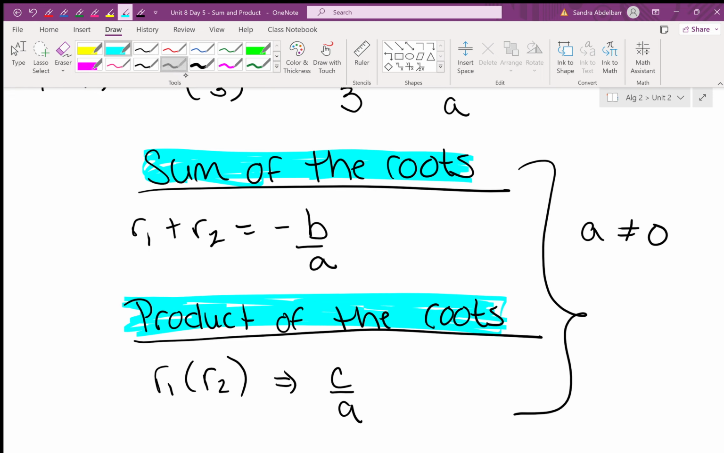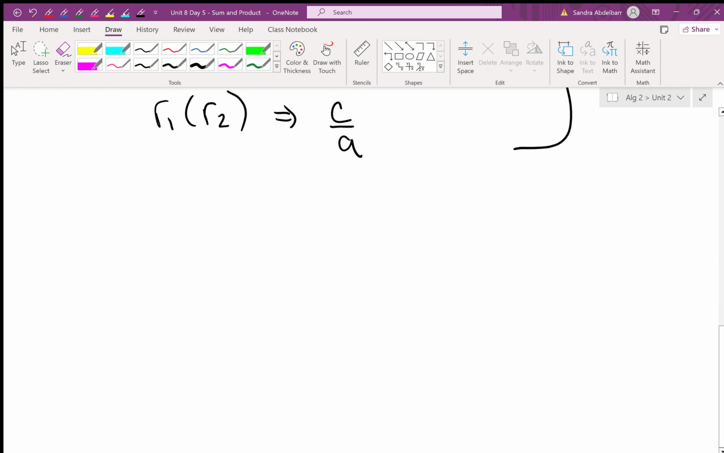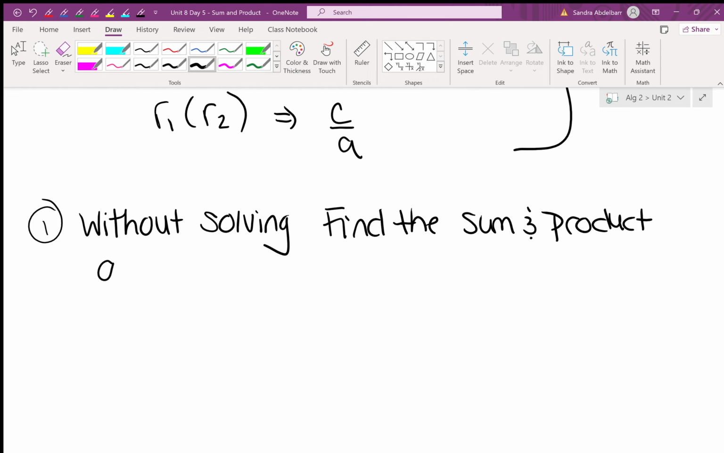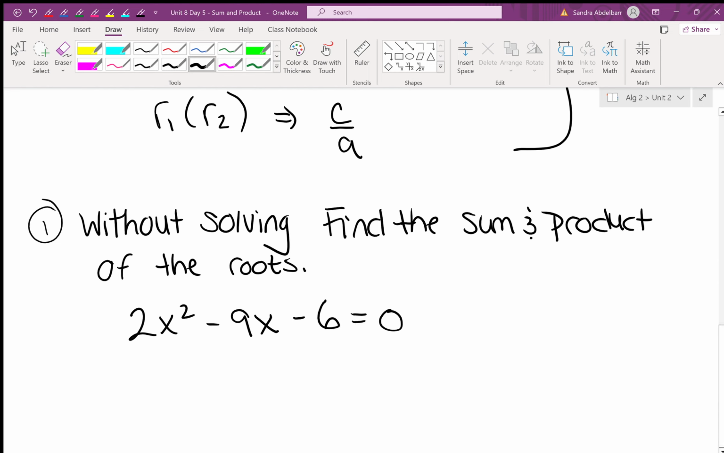Okay, so now let's do a problem. I'm going to tell you without solving, find the sum and product of the roots. And our equation will be 2x squared minus 9x minus 6 equals 0.